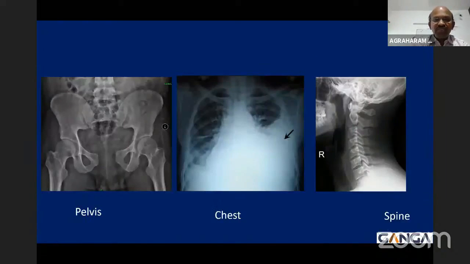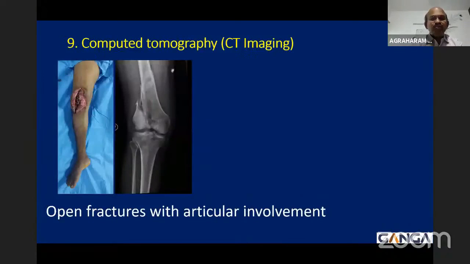Apart from limb injury, we need to consider regularly the trauma series X-rays like pelvis, chest, and cervical spine, which are commonly injured. And apart from X-rays, we can consider CT imaging also in a few patients.